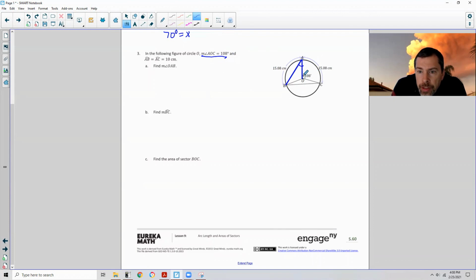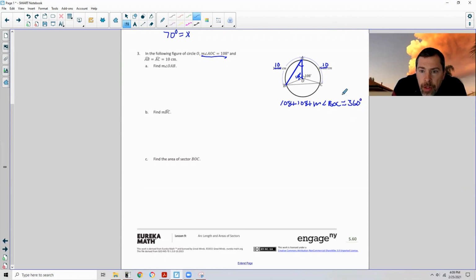Okay, well, this is 108 degrees. So regardless of this being 15.08, if this was 10, like they said over here, and this one is 10, all they're trying to tell us is that they're equal. So this is a central angle. If this arc is 10 centimeters and this is 108 degrees, then this is 108 degrees because this is 10 centimeters. So 108 plus 108 plus the measure of angle BOC equals 360 degrees.